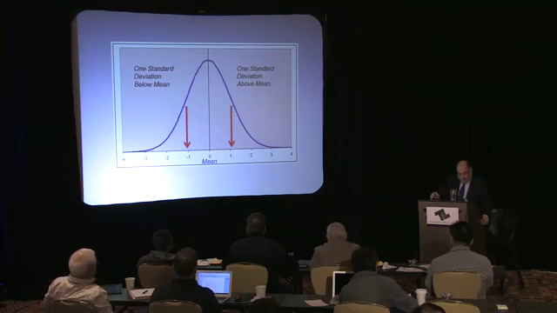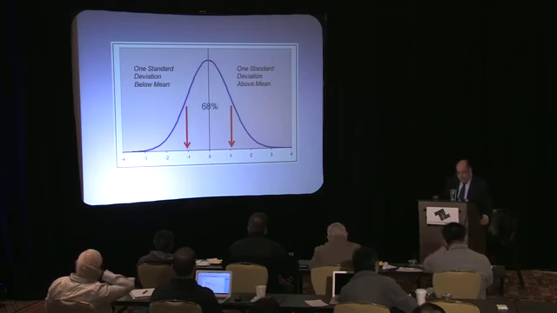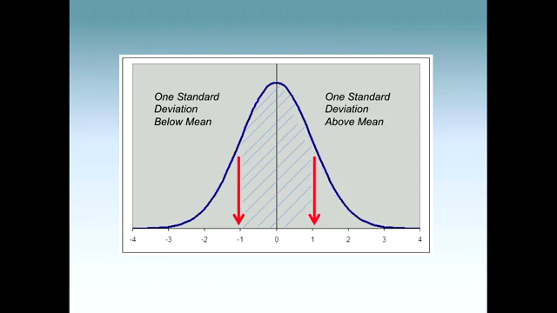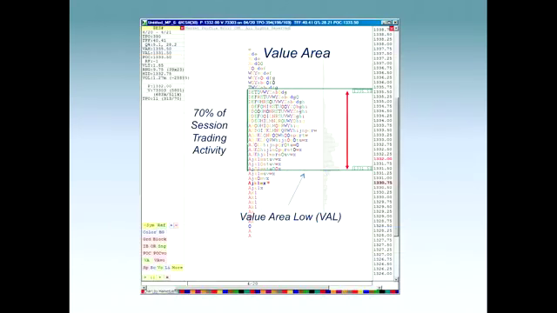And the further away you are from the mean, the greater the likelihood that you will come back to the mean. Remember that 68% rule. So we have a value area low and a value area high. What is very, very important for us is to take a look at the end of the session. And again, this is something that no candle will ever show you. Where is the close? Is it above value, within value, or below value?